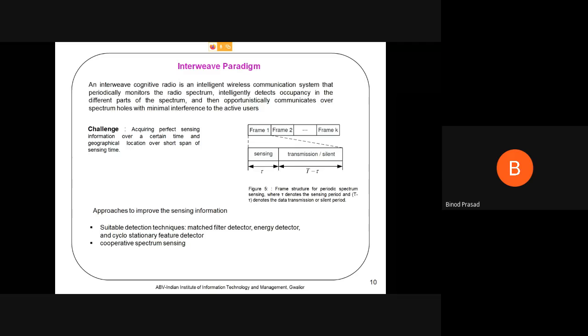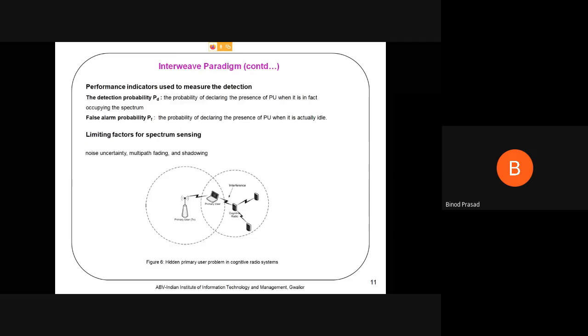Now, what happens most of the time? See this scenario: a cognitive user may not be able to sense the primary user. Whatever the range this PU has and whatever the range this cognitive user has, they overlap somehow, but the cognitive radio user's range is something like this, where the PU transmitter is not there. It is outside of its range. So when this cognitive user is sensing, it will find that no one is there in the licensed band, but in reality, it is there.